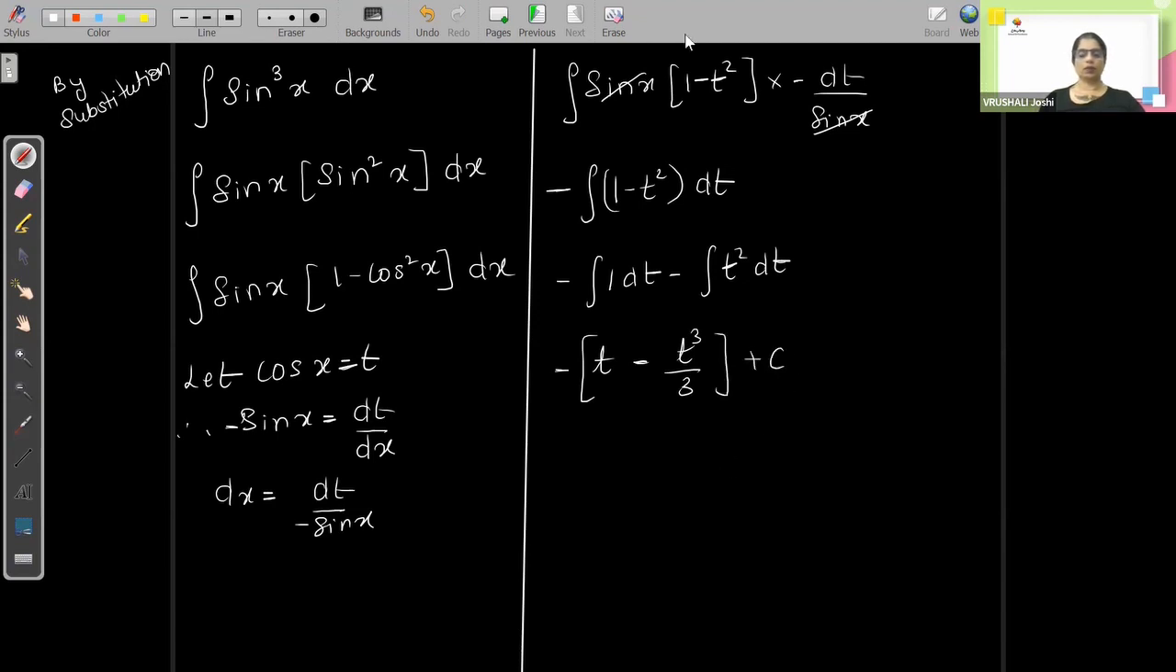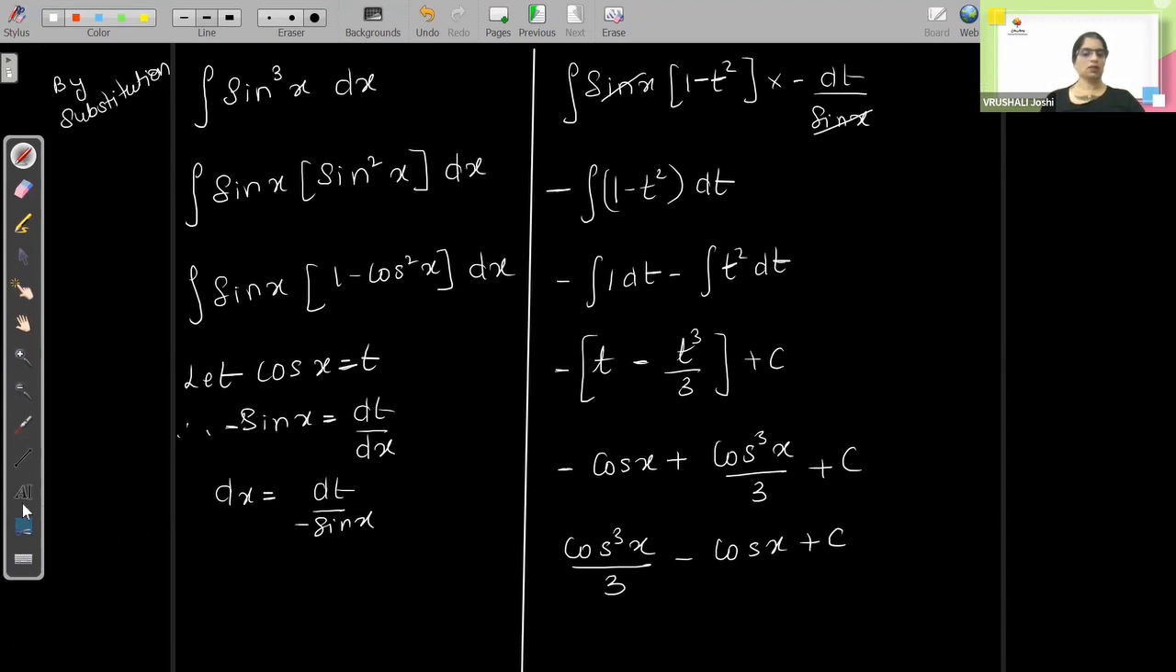Correct? So अभी t का value डालना पड़ेगा because that is how you will get it. So this will be minus t, which is minus cos x, plus cos cube x by 3 plus c. If you want to arrange, it is going to be cos cube x by 3 minus cos x.